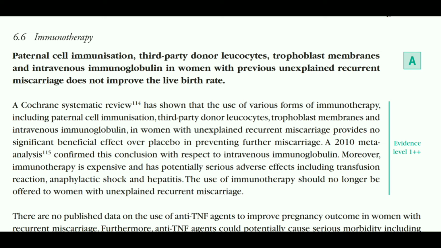A Cochrane systematic review has shown that the various forms of immunotherapy, including paternal cell immunization, third-party donor leukocytes, trophoblast membranes, and intravenous immunoglobulin in women with unexplained recurrent miscarriage, provide no sufficient beneficial effect over placebo in preventing further miscarriages. A 2010 meta-analysis confirmed this conclusion with respect to intravenous immunoglobulin. Moreover, immunotherapy is expensive and has potentially serious adverse effects, including transfusion reaction, anaphylactic shock, and hepatitis. The use of immunotherapy should no longer be offered to women with unexplained recurrent miscarriages.